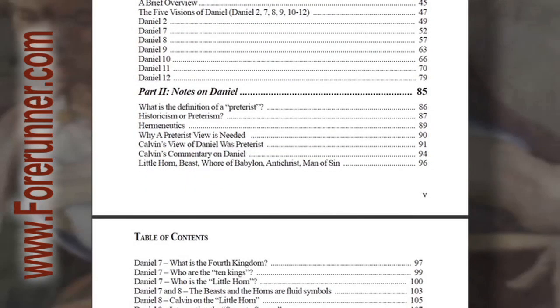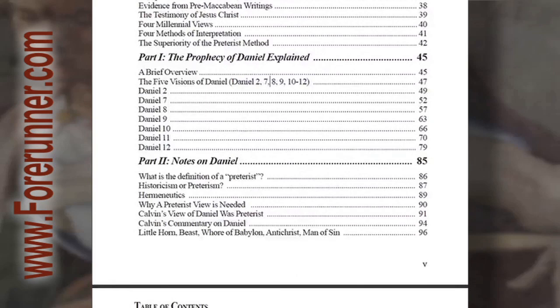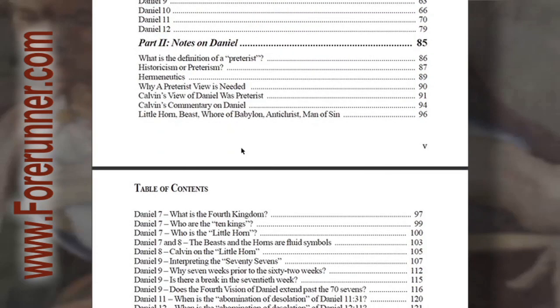Part 2 is notes on Daniel. And the way that part 2 came about was that I first posted these articles as a series on a discussion group back in the early 2000s. And I got a lot of objections, mainly from a group of historicists. And so we talked about first, what is the definition of a preterist? I am a partial preterist, not a hyper-preterist, and I explain that in the book in detail.